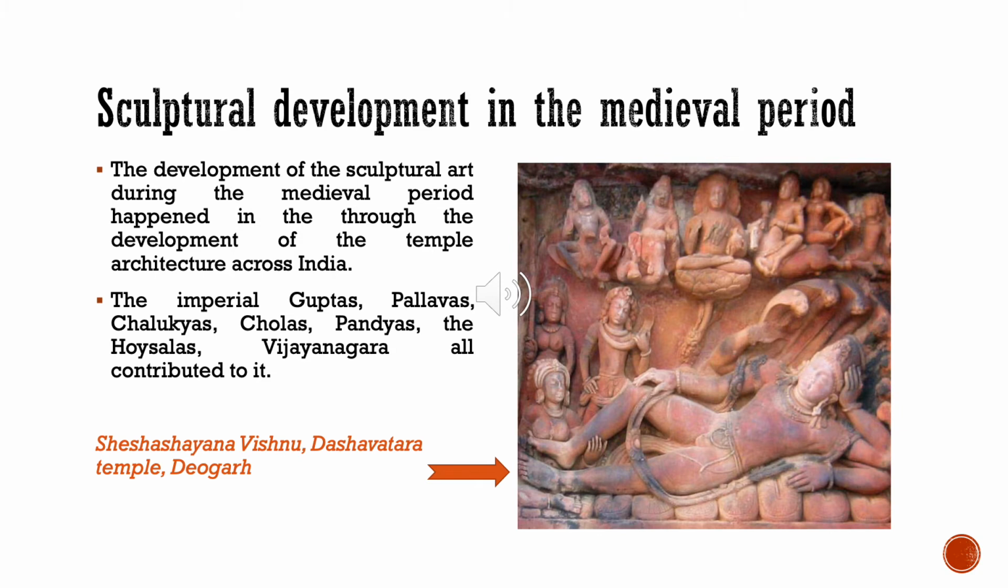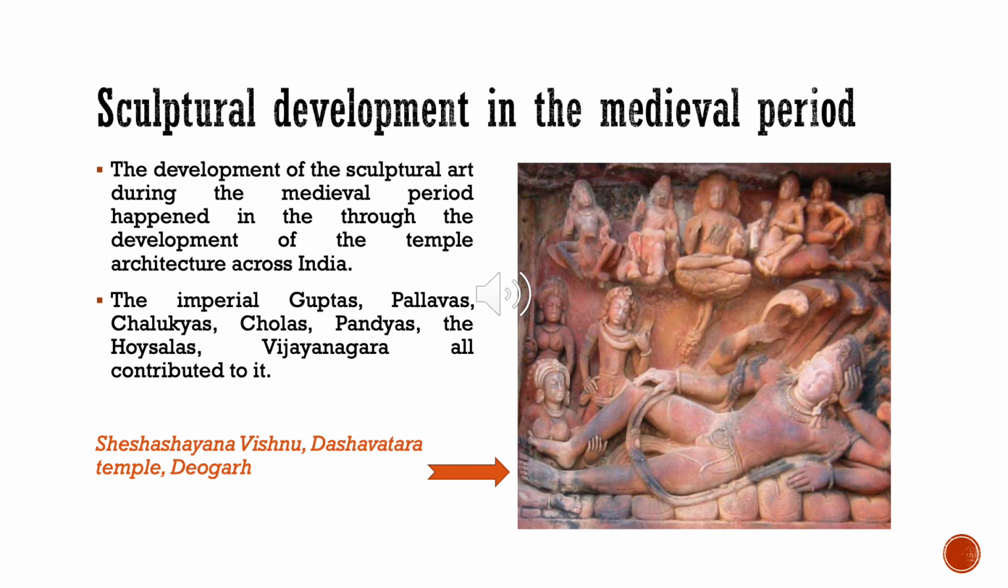Sculptural development in the medieval period. The development of sculptural art during the medieval period happened through the development of temple architecture across India. The imperial Guptas, Pallavas, Chalukyas, Cholas, Pandyas, the Hoysalas, Vijayanagara all contributed to it. So although we can see a lot of artistic work across India, most of it is affiliated with religious buildings, especially the temples.